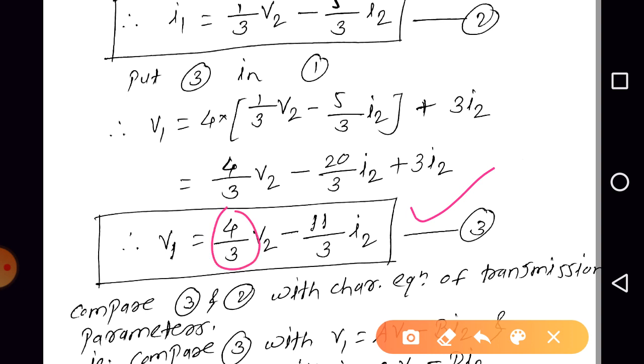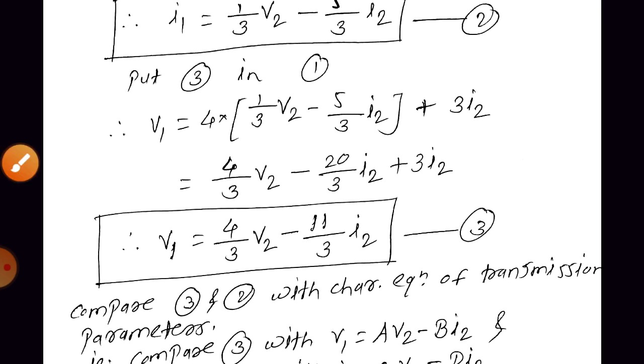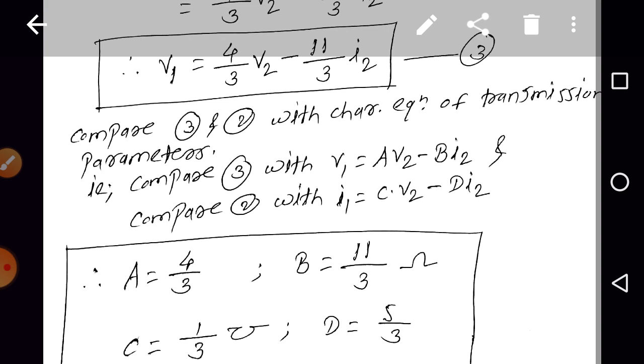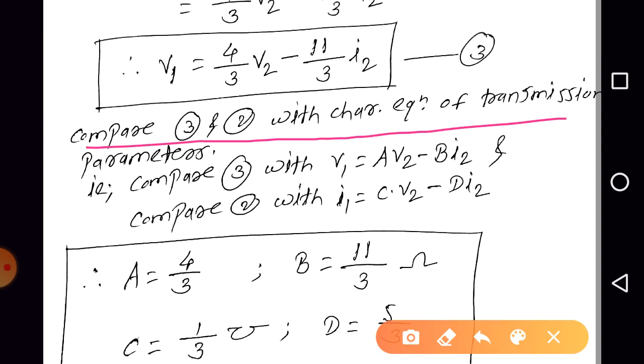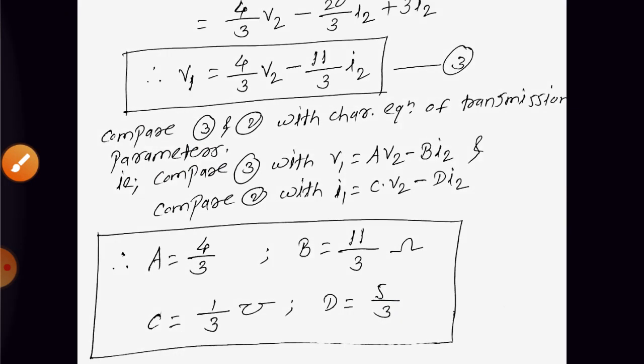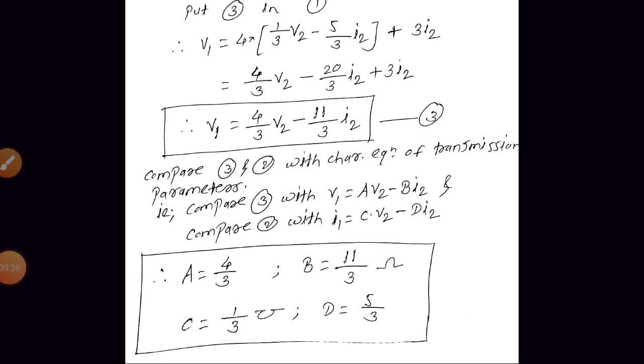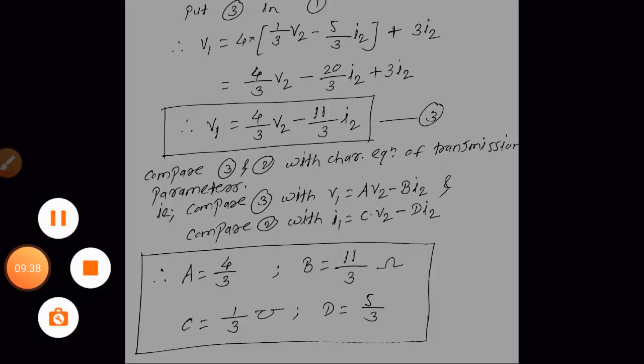So what is A? It is 4 by 3. What is B? It is 11 by 3 ohm. Unit of B is ohm, unit of C is mho, right? So compare equation 3 and 2 with the characteristic equations of transmission parameters, that is V1 is equal to A V2 minus B I2 and I1 is equal to C V2 minus D I2, right?